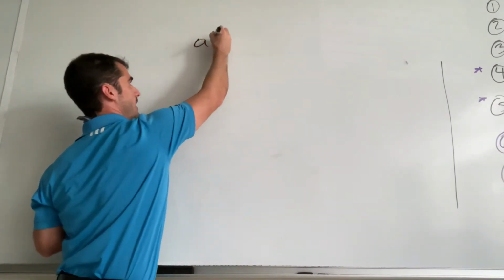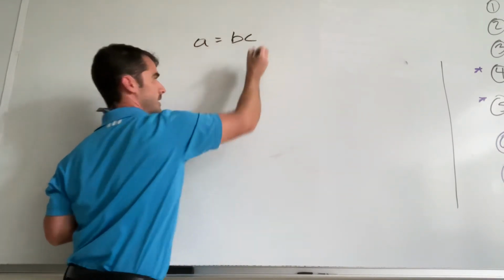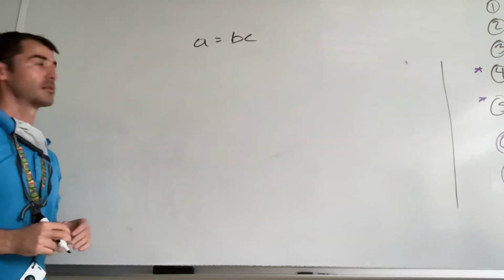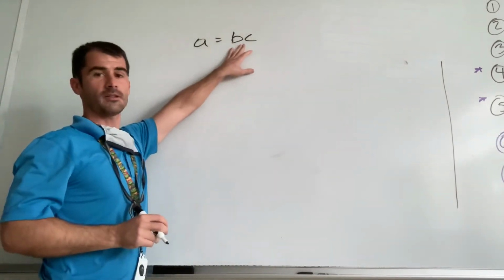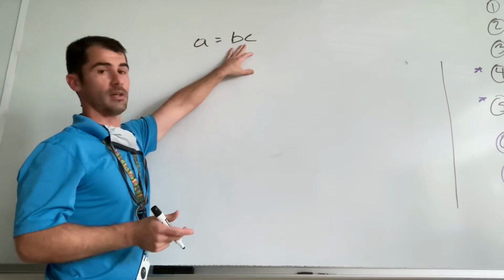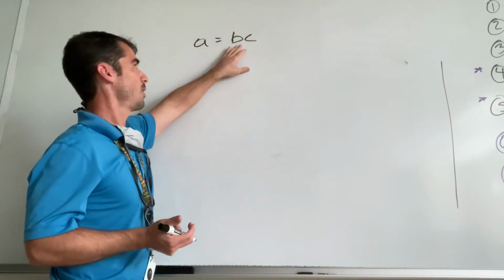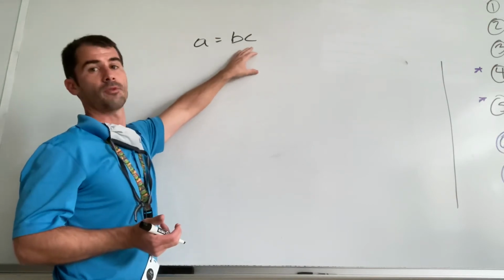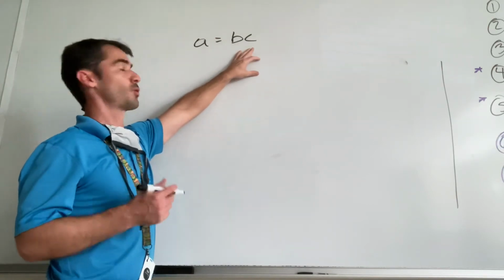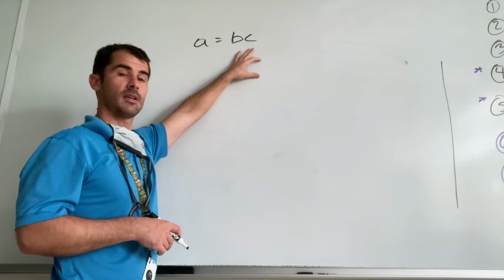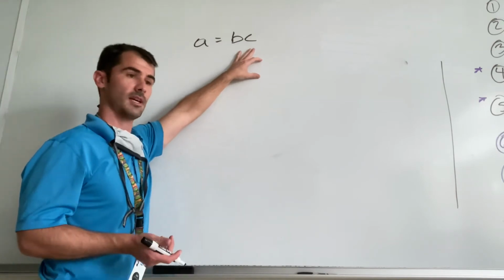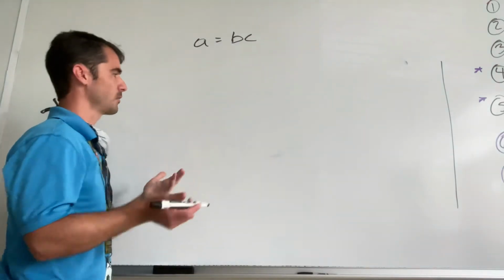Now we're going to write a equals b, c. When you have two letters next to each other, or a number next to a letter, that means multiplication, even though there's no multiplication sign here. So I know that these two are being connected through multiplication. The way that we undo multiplication is division. I'll give you a quick example of that.